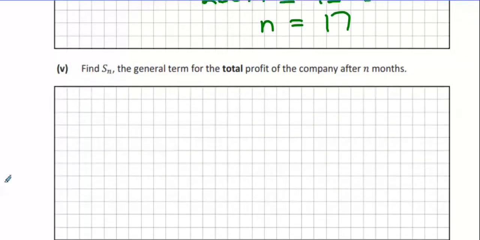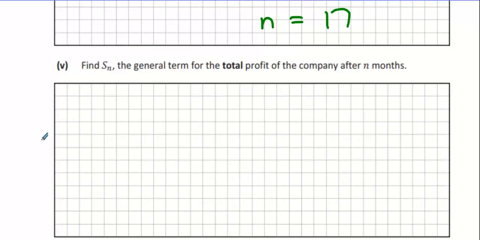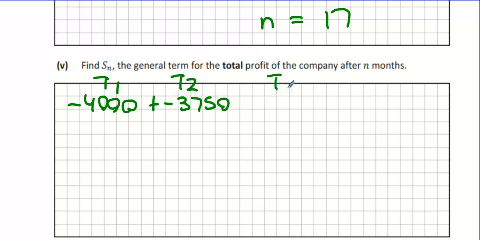Right. Does anybody remember what Sn means again? Can anybody tell me what did we start off with? Was it minus 4 grand in our first month? Right. So does everybody remember minus 4 grand is T1, T2 was minus 3750, T3 was minus 3500, wasn't it? Can anybody tell me what would be the answer for S3? S3 would be how much did you lose in the first 3 months combined? You get what I'm saying?